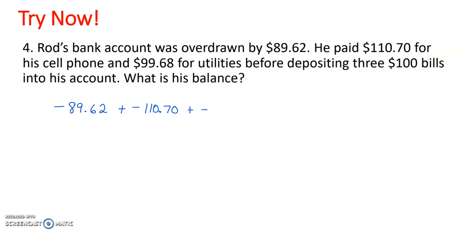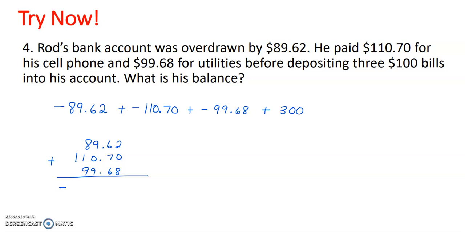And then he paid $99.68. And then he deposited 3 $100 bills. So he deposited 300. So that's a positive number. So what we can do here is, as we learned in class, we can add up all our negatives and then compare it to the positive. So we're going to take 89.62, 110.70, and 99.68. We're going to add all those values because they're all negative, so our answer will be negative.